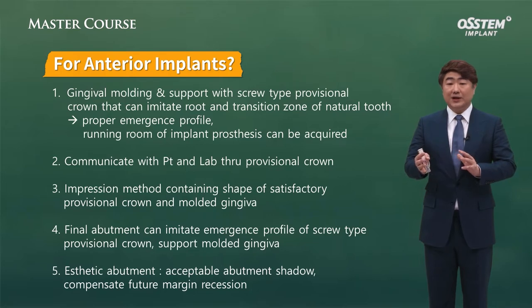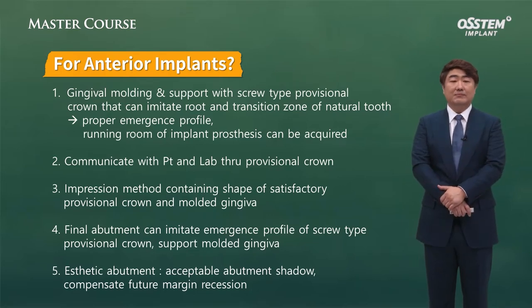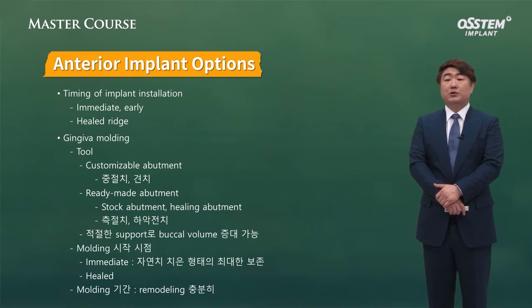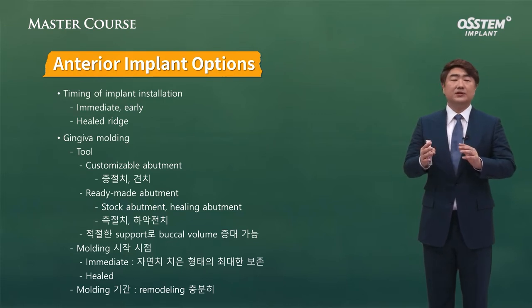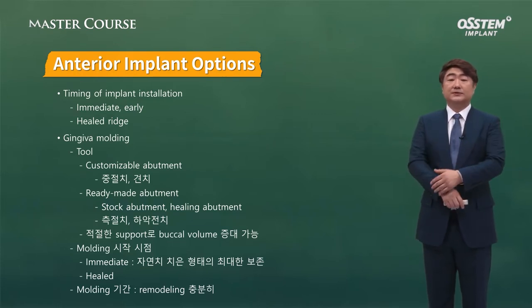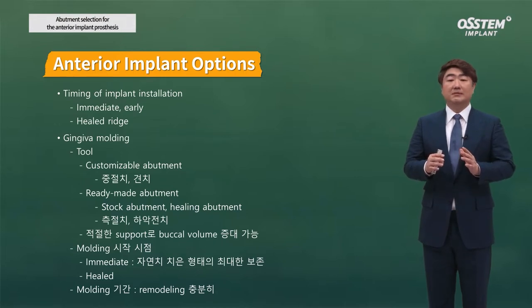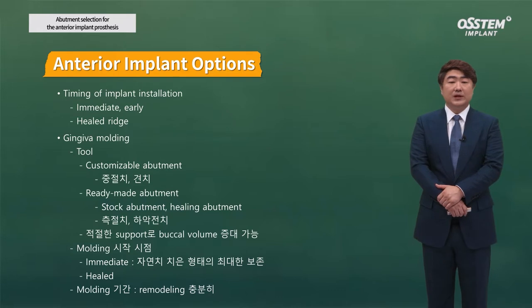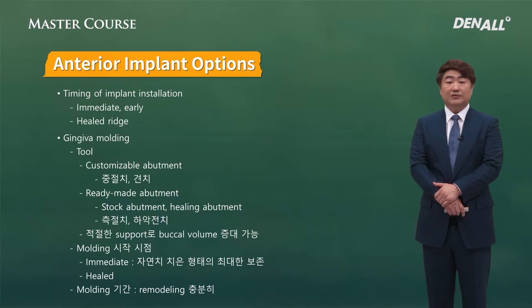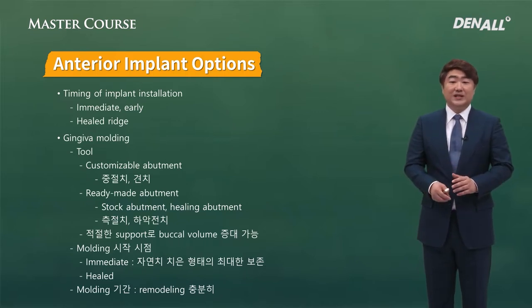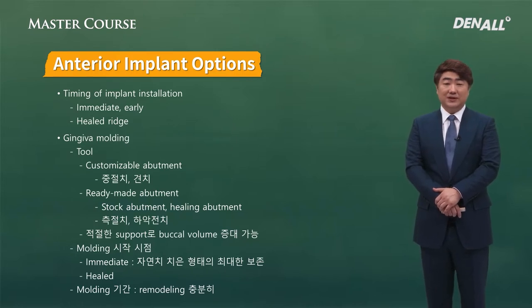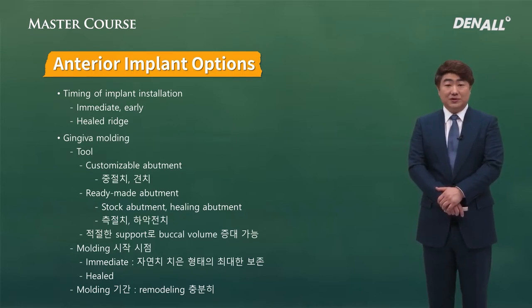If you look at the overall process of the anterior implant, I also talked about aesthetic consideration, and the timing of the implant installation, where I said immediate or early is more favorable, and gingiva molding. Customizable abutment is more favorable for wider teeth, the central incisor, and the canine. For smaller teeth like the lateral incisor or the anterior lower part, a ready-made abutment is sometimes sufficient. And if sufficient gingiva molding tools or a screwed abutment is used, it helps a buccal volume increase.